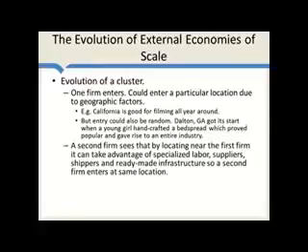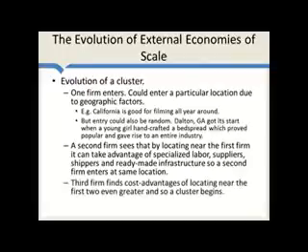Now think about a second firm. It looks around and asks where should it locate. And it notices that by locating near the first firm, it can take advantage of some specialized labor, of suppliers, of shippers, of some ready-made infrastructure. So the second firm enters at the same location. The third firm finds cost advantages of locating near the first two even greater. And so a cluster begins to develop until pretty soon this one spot happens to be the lowest cost place to produce that particular type of good.